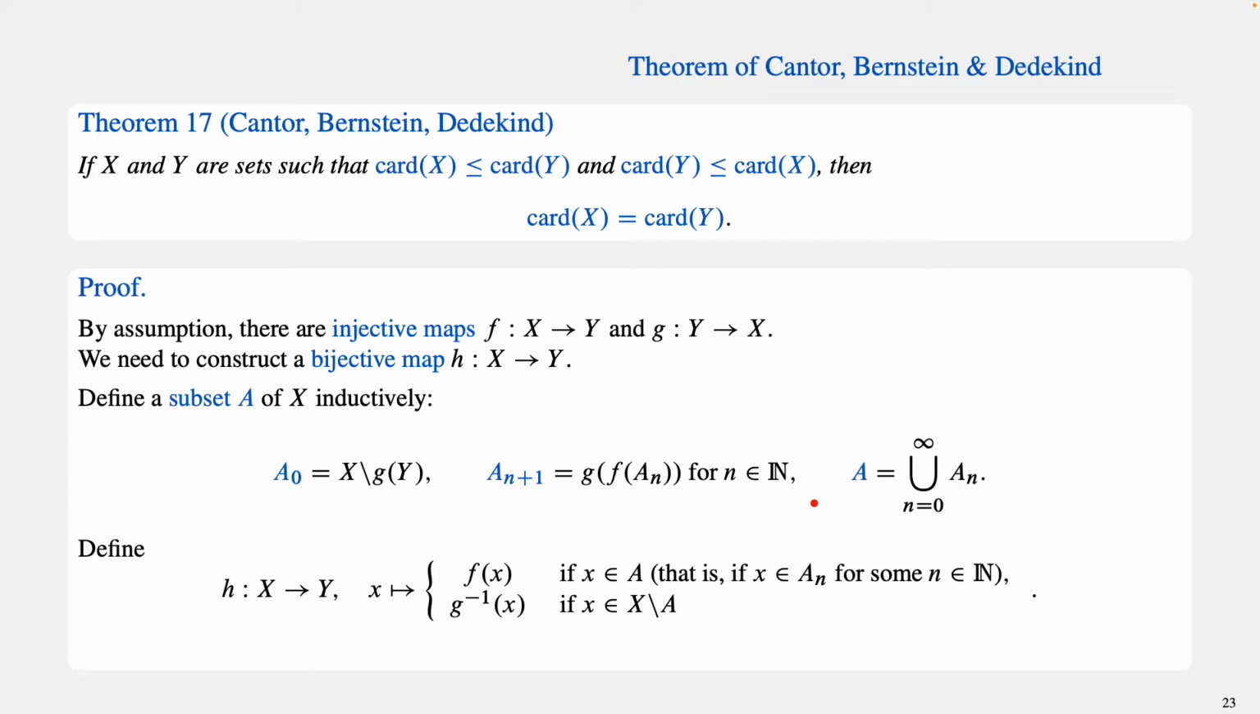And now we define a function h from X to Y, which is going to be our bijective map. And we define it as follows. x from the set big X is going to be mapped to f of x if x is an element in A. So if x is an element in this set, which in particular means that x is contained in one of these sets AN for some number n. And if x is not contained in A, if x is in the complement of A, then we apply G inverse to x.